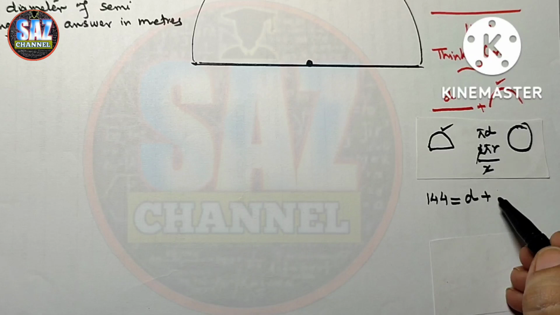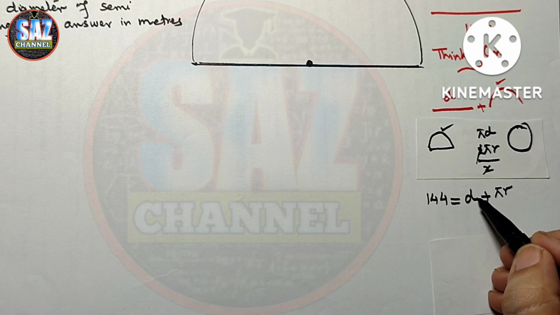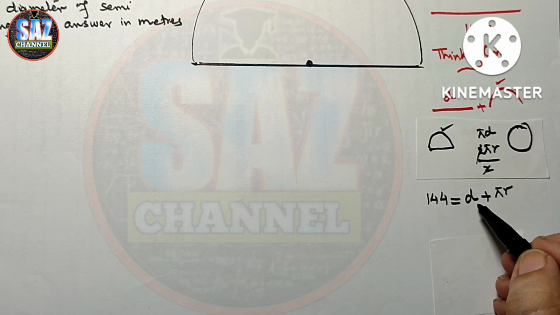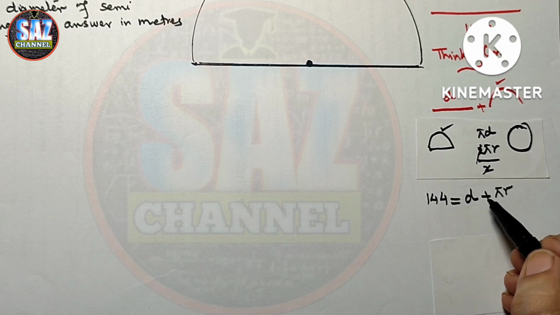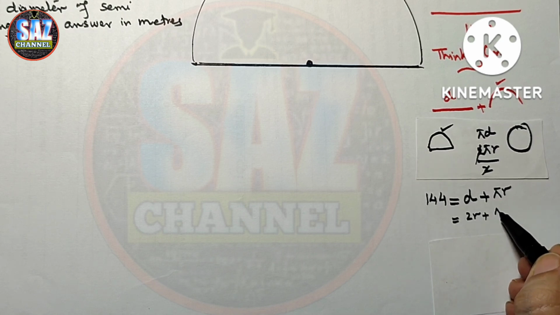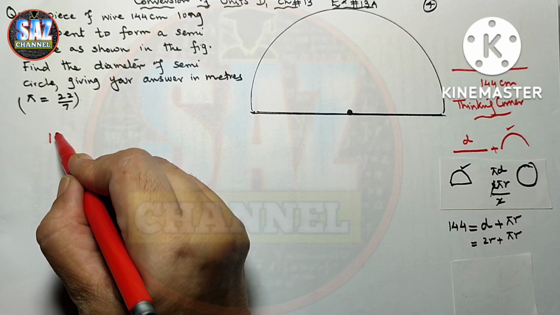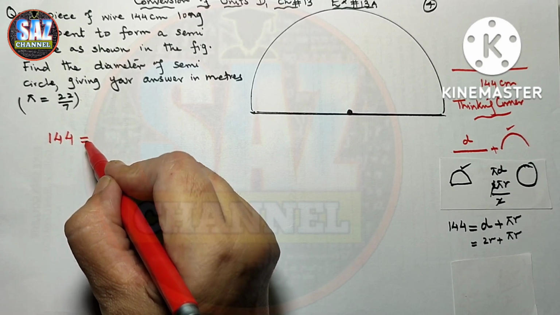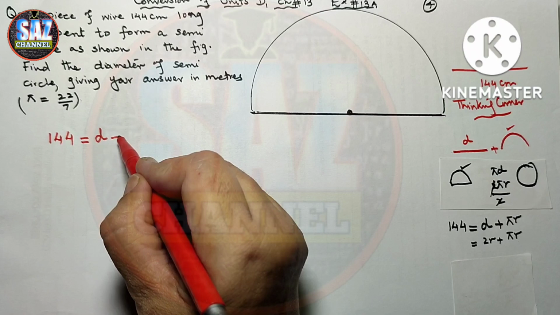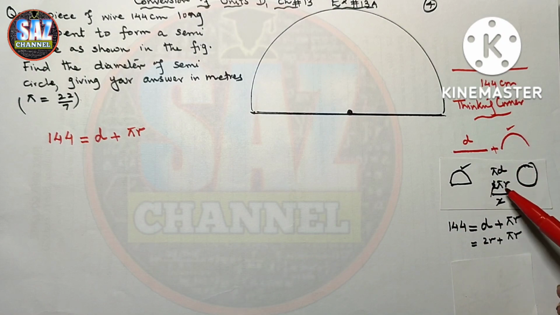For that we are going to use pi and r. Now again the problem is that one of the letters on the right hand side is d and the other is r. We cannot solve the equation, but we know the diameter equals 2r. So we are going to replace, so that our whole equation will become in form of r. I hope now you are clear. 144 centimeter wire will be used for making diameter plus pi r, and I hope you are clear why pi r, because this is not the full circle, this is a half circle.